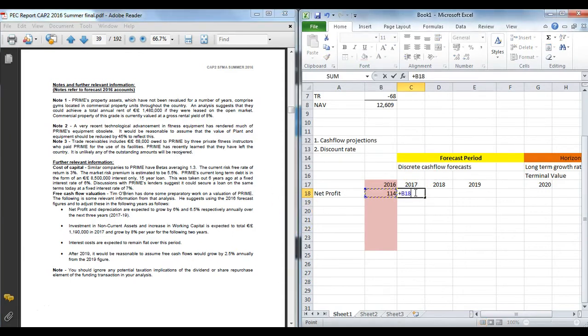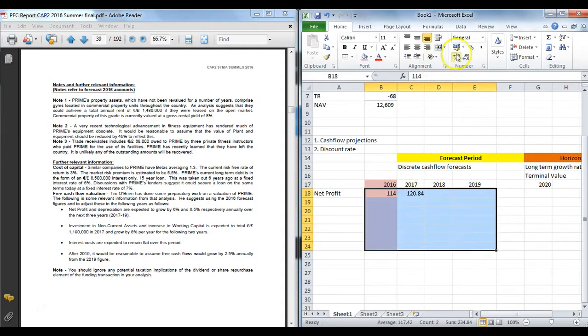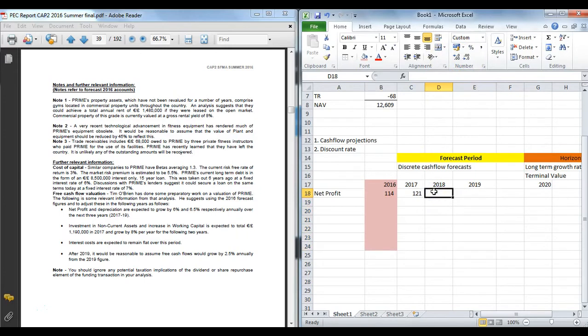So 2017 will be 6% higher than 2016. I'll just tidy these up. Likewise, 2018 will be 6% higher than 2017, and 2019 will be 6% higher than 2018. So nothing earth-shattering there, but it's just a matter that you actually make sure that you get every line, you make sure you read carefully what they're telling you.